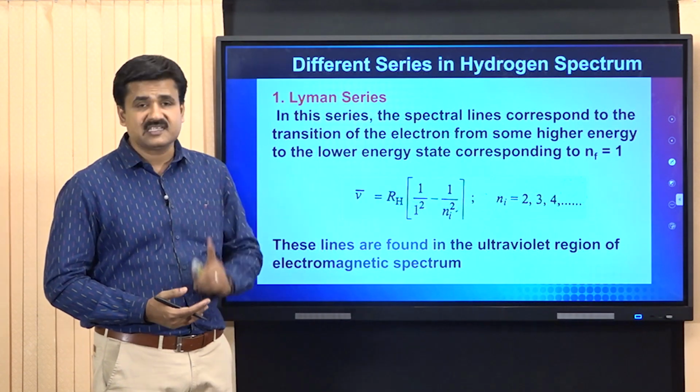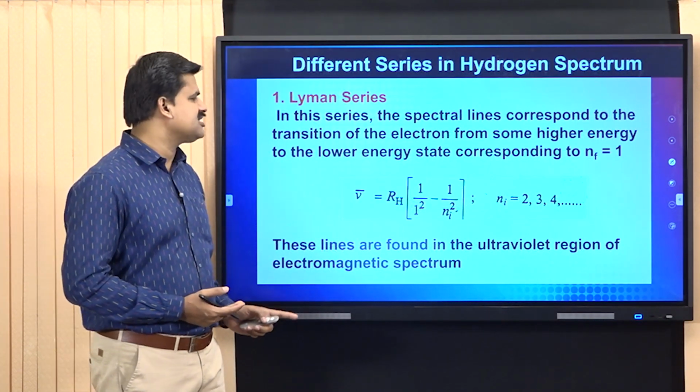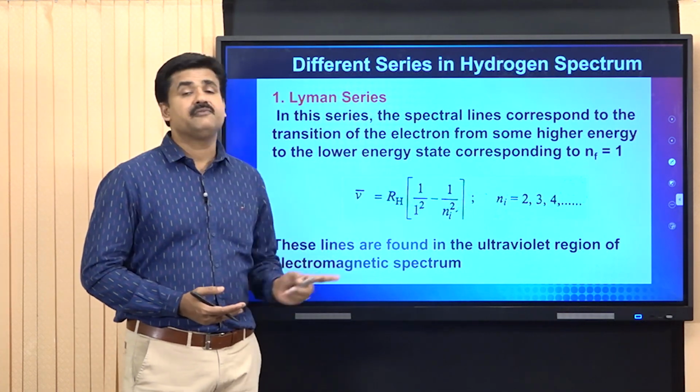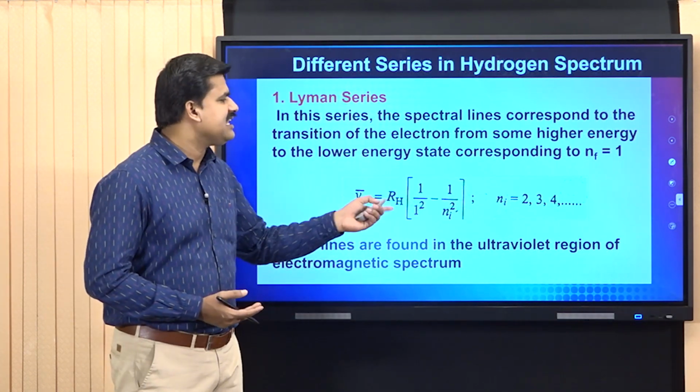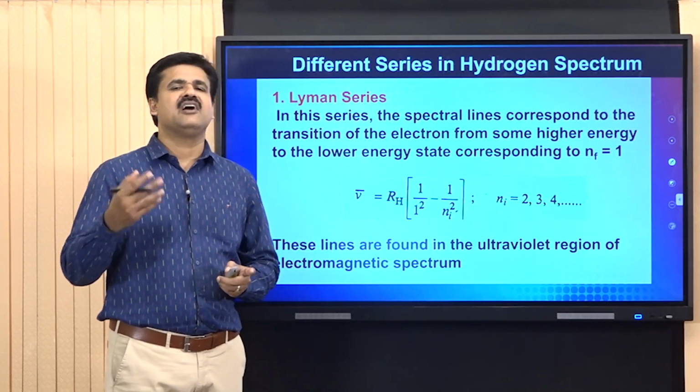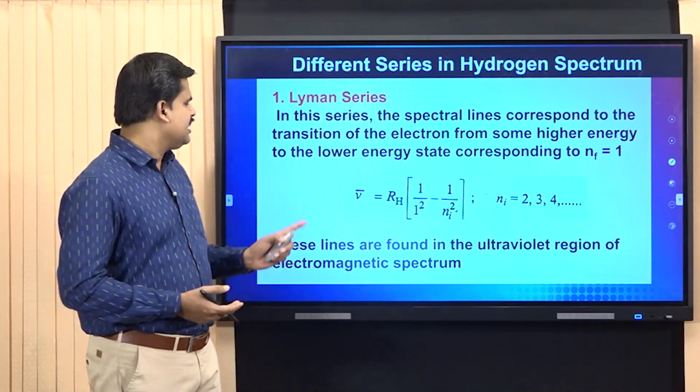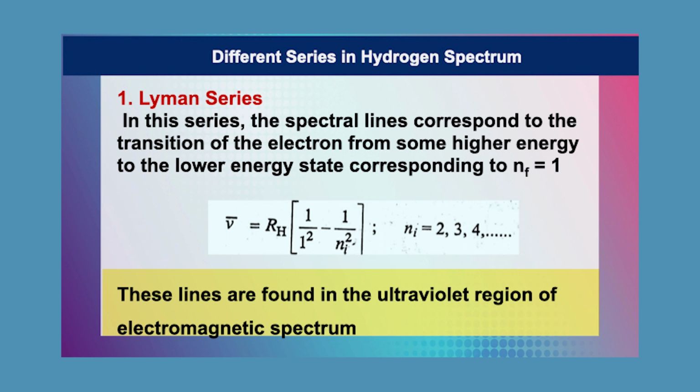That is for the Lyman series. In the Rydberg equation, we can put nf equal to 1 and ni may be any value higher than 1. These lines are found in the ultraviolet region of the electromagnetic spectrum.